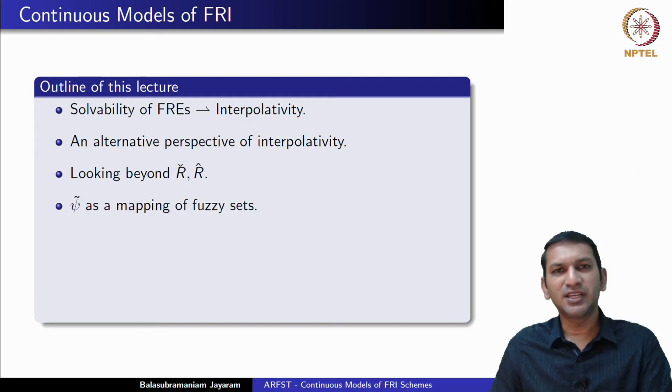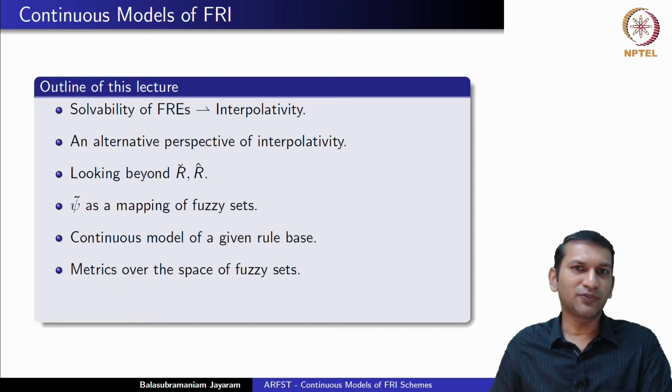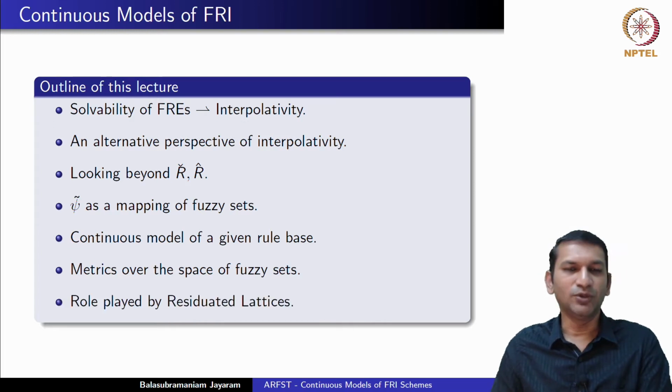We know a fuzzy inference system can be thought of as a mapping between fuzzy sets, and this will enable us to discuss what are proposed as continuous models of a given rule base in the literature, and we will also justify why that particular definition can be seen as relating to the continuity of a fuzzy inference scheme. Of course, this will also highlight the role played by residuated lattices.